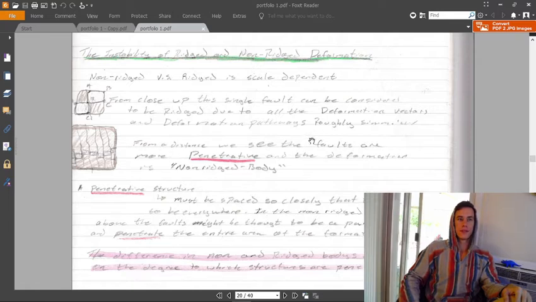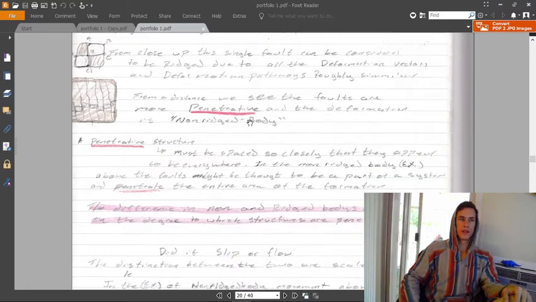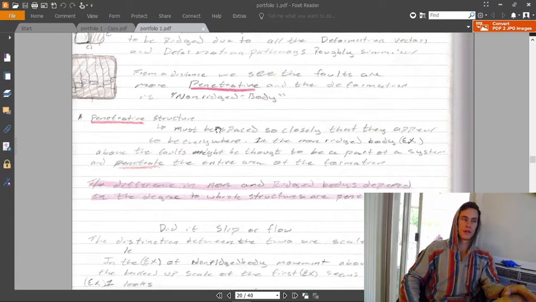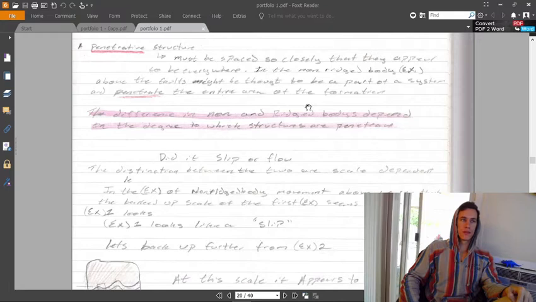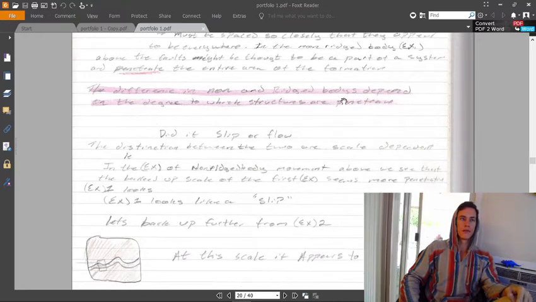From a distance, we see faults are more penetrative, and the deformation is non-rigid body. A penetrative structure must be spaced so closely that they appear to be everywhere in the non-rigid body. Right here, they appear to be everywhere, and they go through the entire thing. There's no space here where there's nothing going on. It's all kind of connected, and they penetrate the entire area of the formation. The difference between non-rigid and rigid bodies depends on the degree to which structures are penetrative.